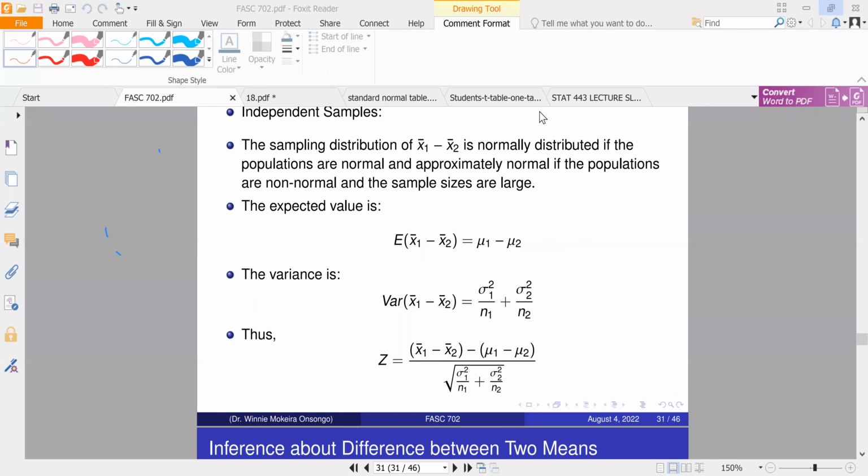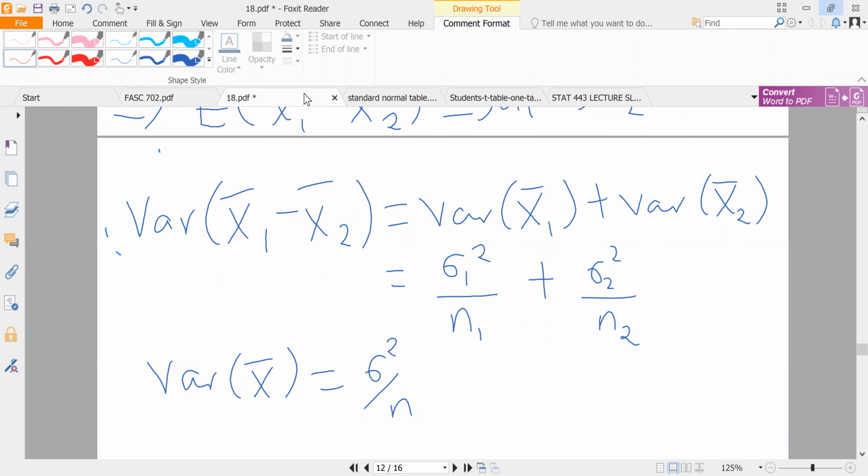There is someone asking about a formula. Matilda, I do not understand the formula you're talking about. Maybe you can clarify. Matilda, you can clarify the... Hello, doctor. Yes, the workboard, variance x1 minus x2. It said it's equal to variance x1 plus variance x2. So that's why I said, can you please check the formula?